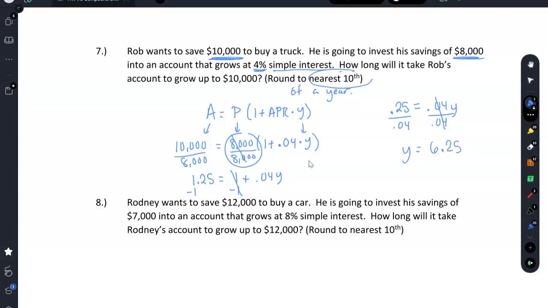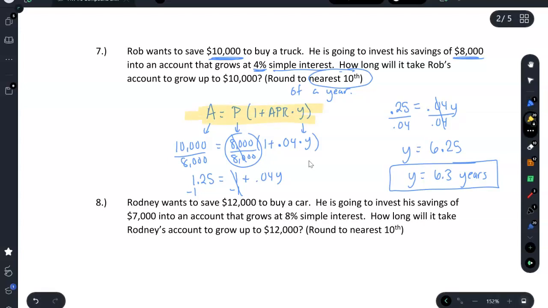And since I said round the answer to the nearest tenth, that would be y equals 6.3 years when I round that to the nearest tenth. So that time we were still using the same simple interest equation, but what was unique about that one is we were solving for y. So just keep in mind this goes for the same way that we would solve for any variable, just the order of operations, and we want to work backwards in order to get that y by itself in this case.